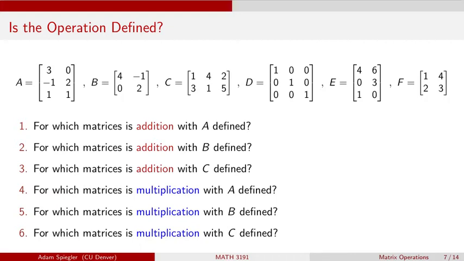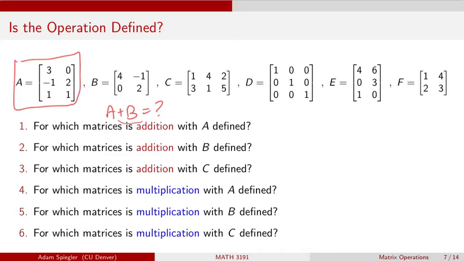So let's consider the following question. We've got matrix A over here, and I'd like to determine whether addition with these other matrices is defined. So for example, can I add matrix A to B? When I say addition with A defined, I mean adding it on to A. And recall with addition, it only is defined if the matrices have the same size. So I can't add matrix A with matrix B because they're different sized.